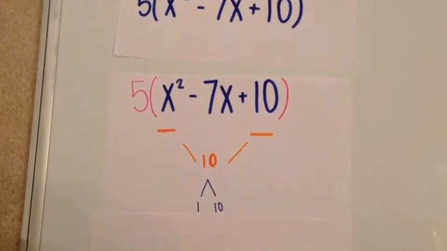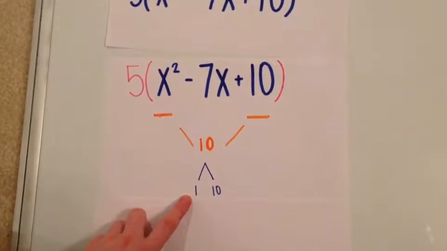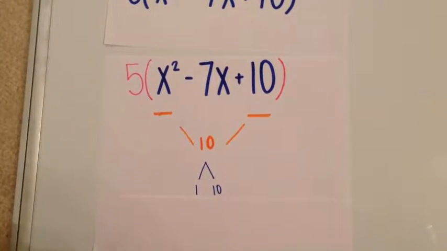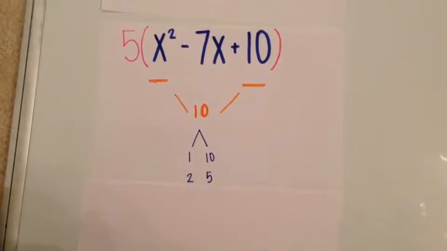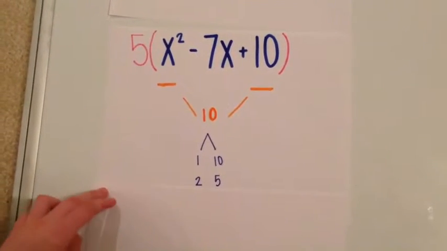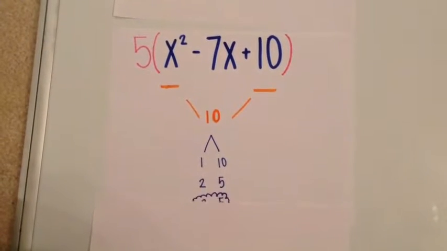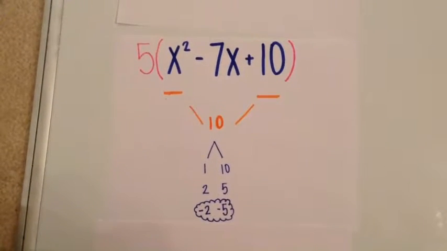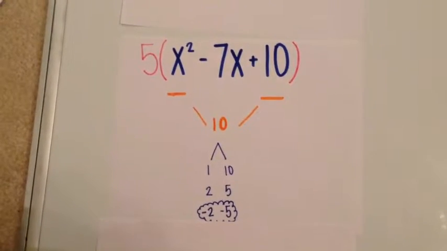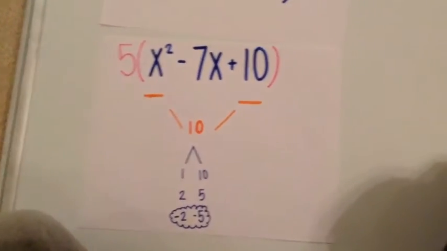So our first is 1 and 10, and when you add them together, they do not equal negative 7, so those can be crossed off the list. And our next one is 2 and 5, and those two numbers do add up to 7, but not negative 7. So we're going to look at negative 2 and negative 5, and those do equal negative 7, so those are going to be the numbers that we are going to plug into our equation.